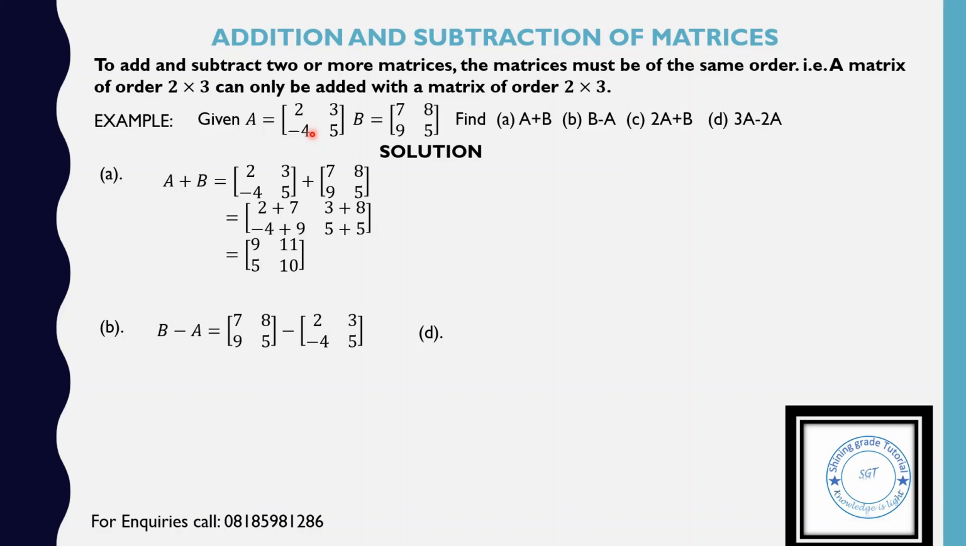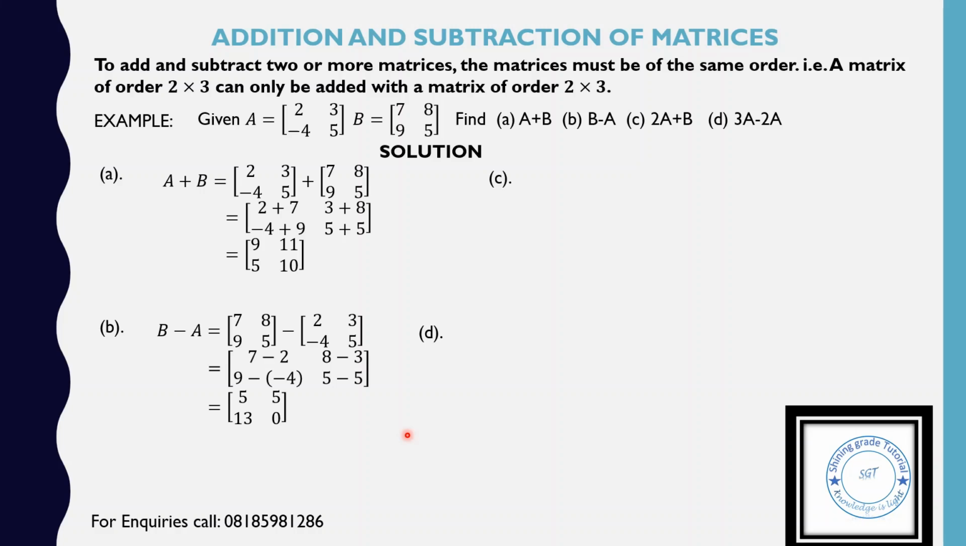Another example, B minus A. Matrix B is this, then the minus sign, and A is here. So we can simply have 7 minus 2, 8 minus 3, corresponding elements, 9 minus 4, and 5 minus 5. So our answer will be 7 minus 2 gives 5, 8 minus 3 gives 5 as well, 9 minus 4, I mean 9 plus 4, because the negative sign next to a negative will change to positive. So 9 plus 4 gives 13, and 5 minus 5 gives 0.